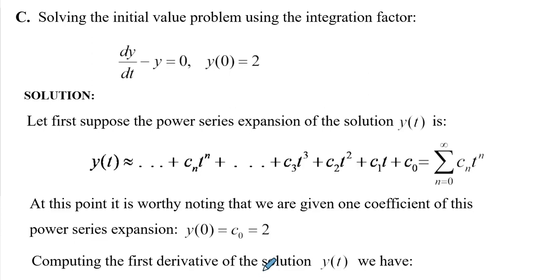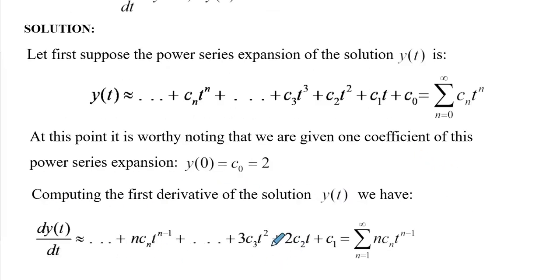And now computing the derivative of the solution, which is y of t, means computing the derivative of this power series expansion. We should note that here, to find the derivative of this, we basically need to differentiate term by term. For example, if we differentiate the first term here, we're going to get 0. Now, this is what we get.